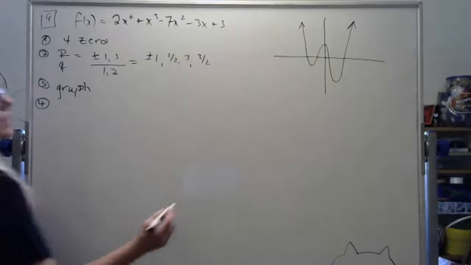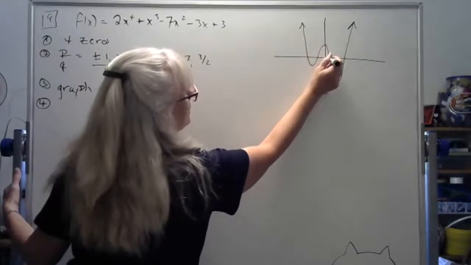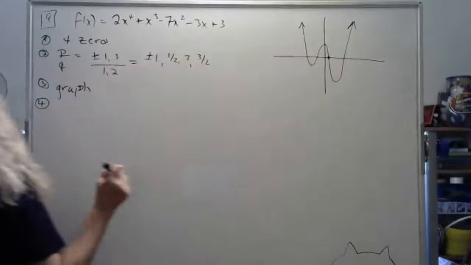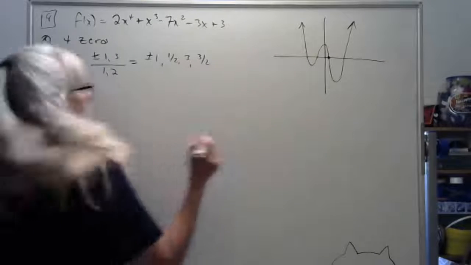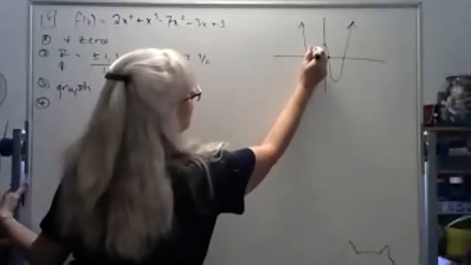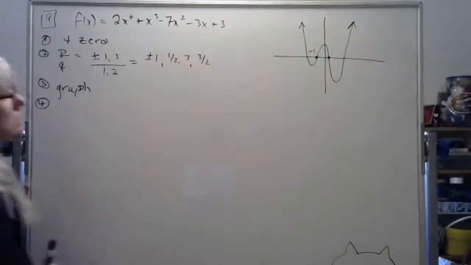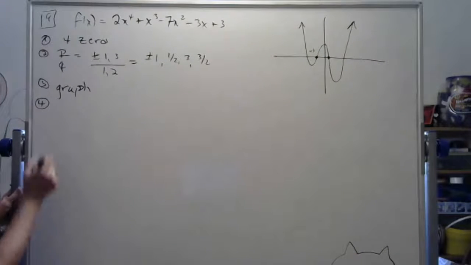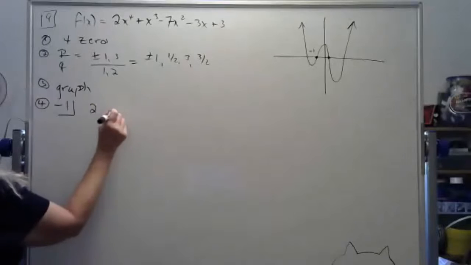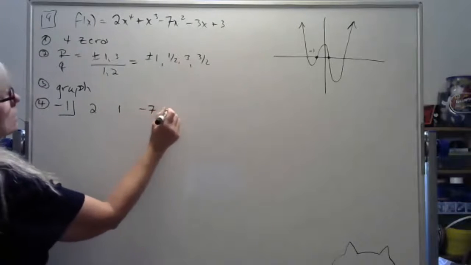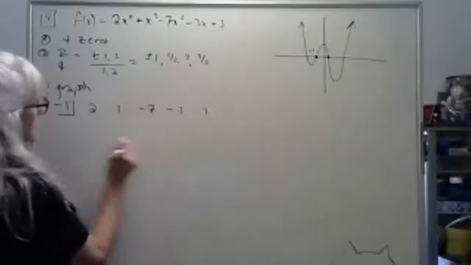Let's shoot for this guy over here. What does this one look like it's at? I think that's the one that's at 1. No, -1. Sorry. Looks like this guy over here. I think that's at -1. So from the graph, we're going to try a -1. So we have a 2, a 1, -7, -3, +3.